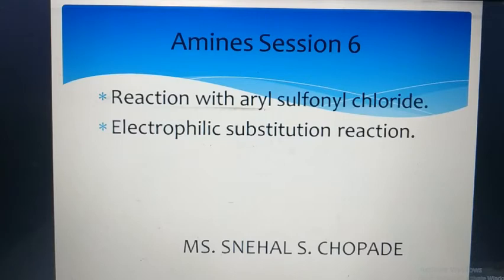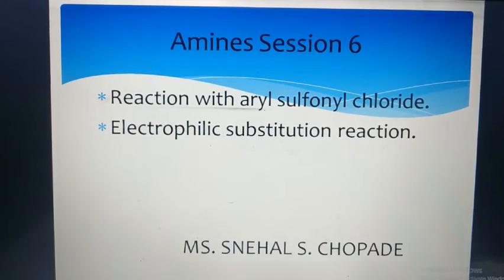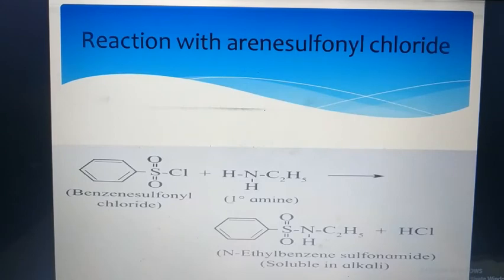In this session, we are going to deal with reaction with aryl sulfonyl chloride and electrophilic substitution reaction. This is our last session where our chapter gets over. So let's begin our sixth session of amines. First we are going to see reaction with aryl sulfonyl chloride.